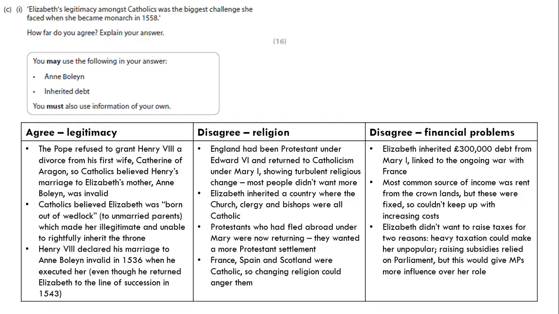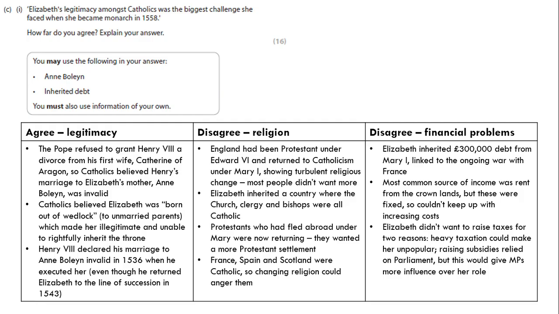First of all, heavy taxation could make her unpopular, but secondly, raising subsidies, a form of tax, relied on Parliament, and Elizabeth did not want to rely on Parliament because she cannot control the elections of MPs, and therefore she doesn't want to give MPs, members of Parliament, more influence over her role.